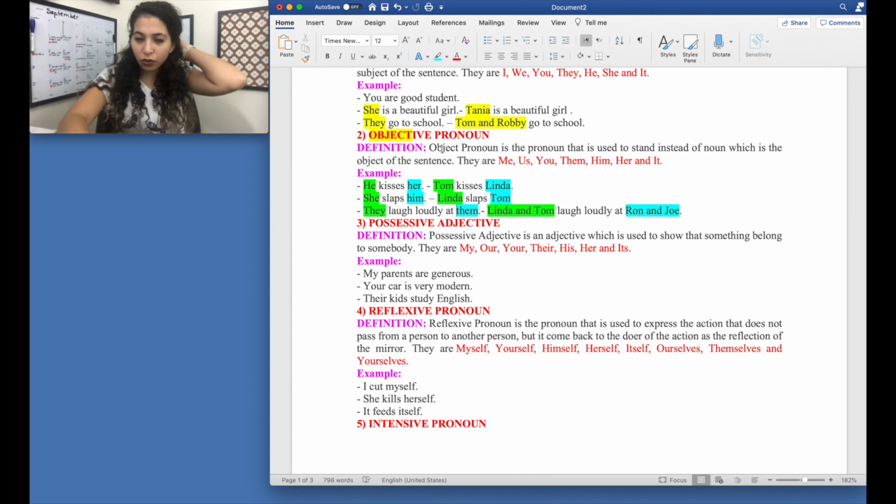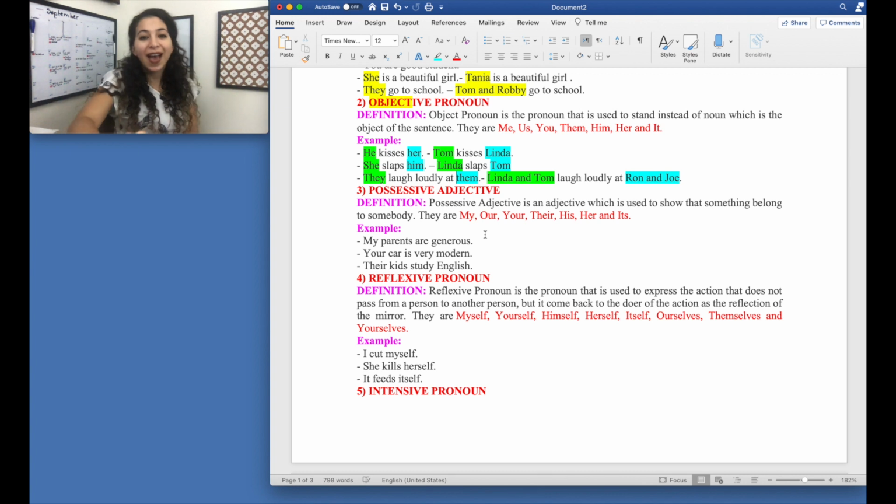Number 3 is possessive adjective. A possessive adjective is an adjective that is used to show that something belongs to someone. So, for example, my parents are generous. Whose parents are we talking about? We're talking about the parents that are for me. So in this case, "my" is describing parents. It gives us extra information.